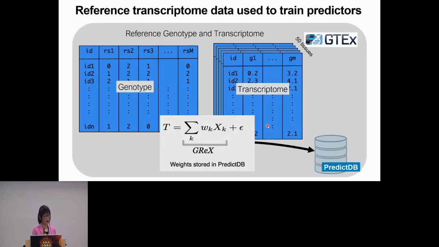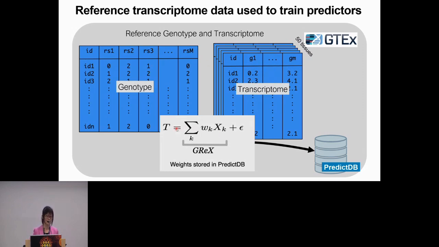Okay, so how do you train these prediction models? We use reference transcriptome data, for example GTEx, where you have the same type of genotype matrix, typically with a smaller sample size. They are not as big as the GWAS sample sizes. And then you have the transcriptome, so RNA sequencing data; in GTEx you have over 50 different tissues. So rows are people again, columns are different genes. Each column is going to be the gene expression level for a given gene in a given tissue.